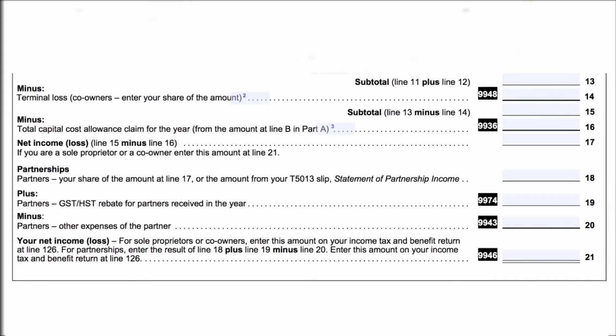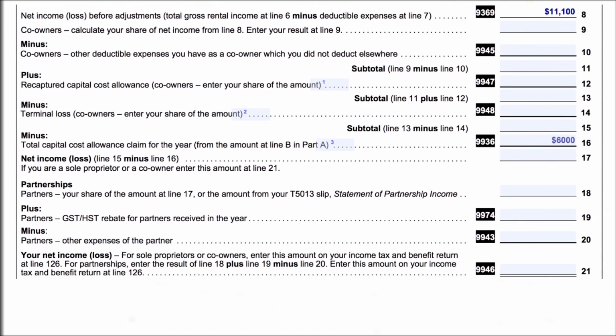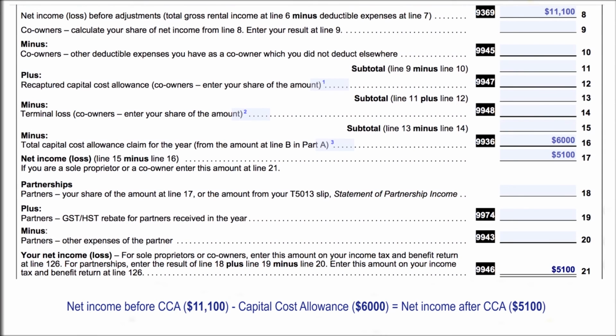Step 9. Enter the capital cost allowance of $6,000, which we calculated in the previous step, on line 16. Step 10. Enter the net income after capital cost allowance on line 17. This is equal to $5,100 in our example. The formula is net income before capital cost allowance less capital cost allowance gives us net income after CCA of $5,100. You will pay personal income taxes at your marginal rate on the net income after CCA. In other words, the net income after CCA is added to your total taxable income.